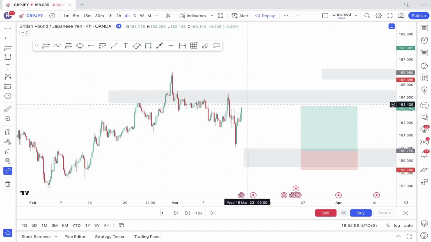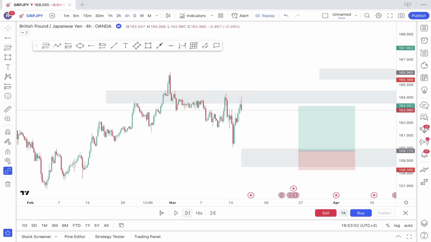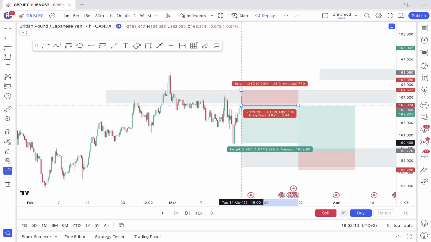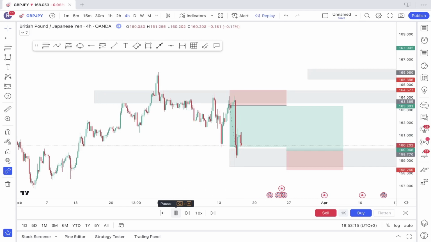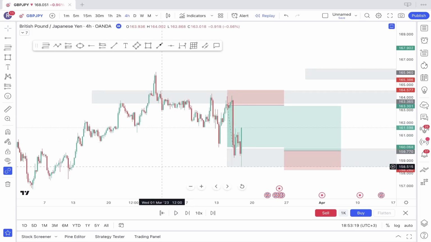okay? Now we would wait for price to get into this zone, and boom, we have a doji candle right there. That would be my candlestick pattern. Stop loss would be right above the zone, and then take profit in the bottom. And okay, we faced a bit of drawdown, but then this would have been a very nice trade, okay?